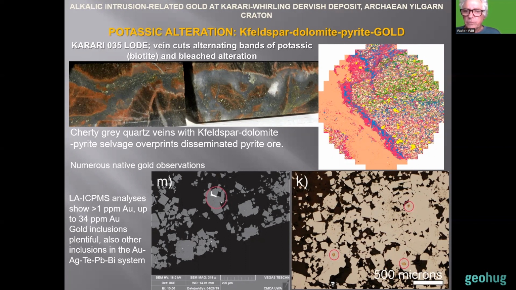Locally, these rims or selvages are very pyrite rich, and where we see pyrite there, we also see microscopically numerous inclusions of native gold. LA-ICP-MS analyses of this sort of pyrite range from 1 ppm up to 34 ppm gold. So this is high-grade material. The LA-ICP-MS analyses also identified many metallic inclusions in the system: gold, silver, tellurium, lead, and bismuth.